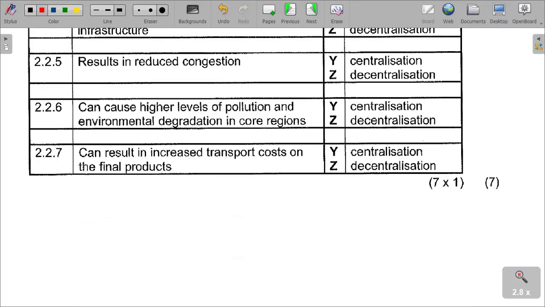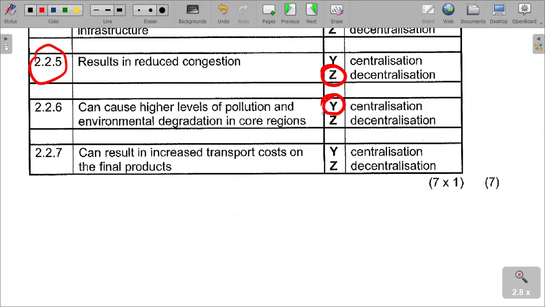Number 5, results in reduced congestion. Reduced congestion is because of decentralization. It moves factories out, cleans the air, empties the roads, and reduces pressure in all other service centers. Which can cause high levels of pollution and environmental degradation in core regions?